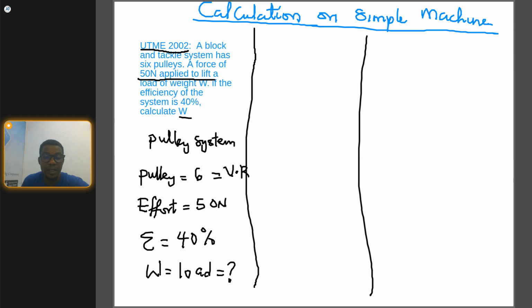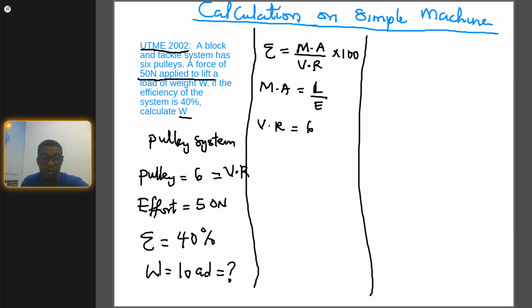So if efficiency is equals to mechanical advantage over the velocity ratio multiplied by 100, where mechanical advantage equals to the load over effort, and the velocity ratio is already given to be 6. And we are also given the efficiency. The efficiency is given to be 40%.